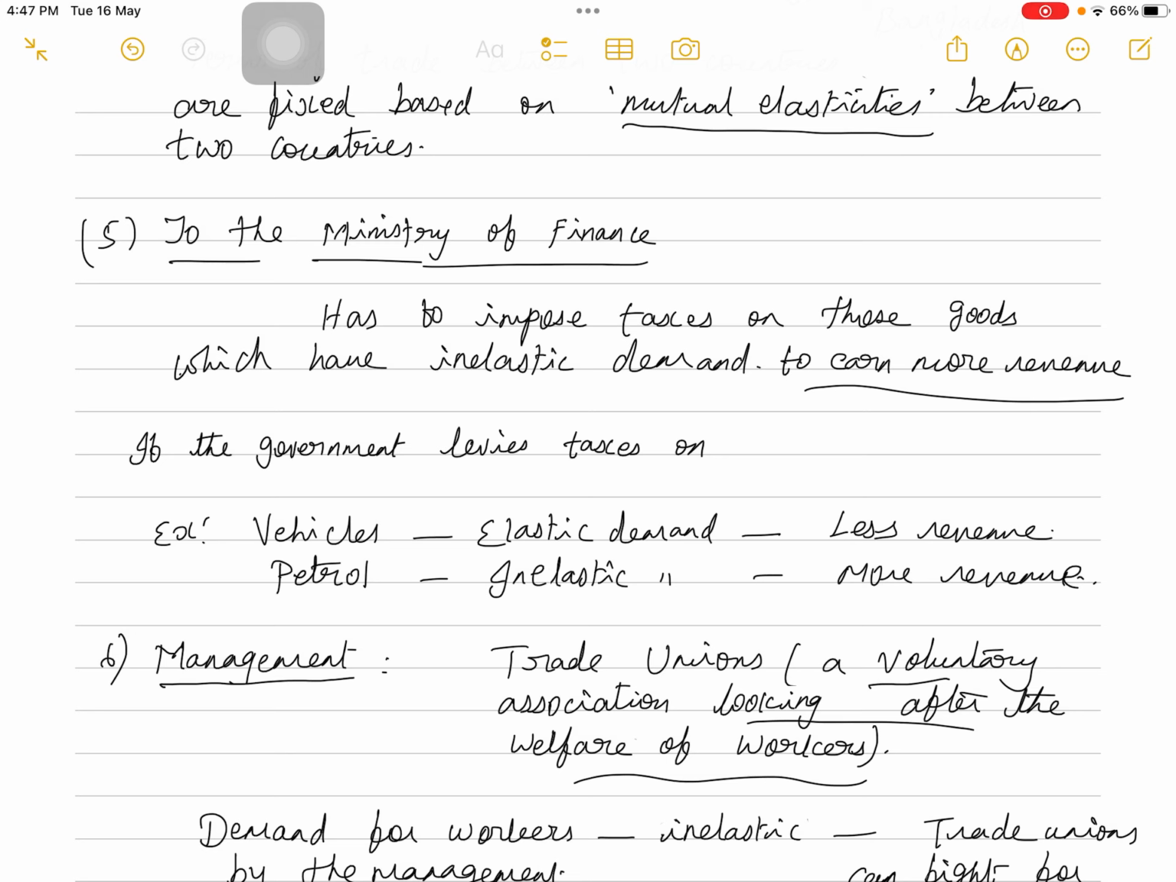To give an example, vehicles, we all know, have elastic demand compared to petrol. If the government imposes taxes on vehicles, then the government revenue will be less because the demand will reduce. On the other hand, if the government imposes taxes on petrol, the government can realize more revenue because petrol has inelastic demand. The rise in prices will not decrease the demand. In this way it is helping the Ministry of Finance.